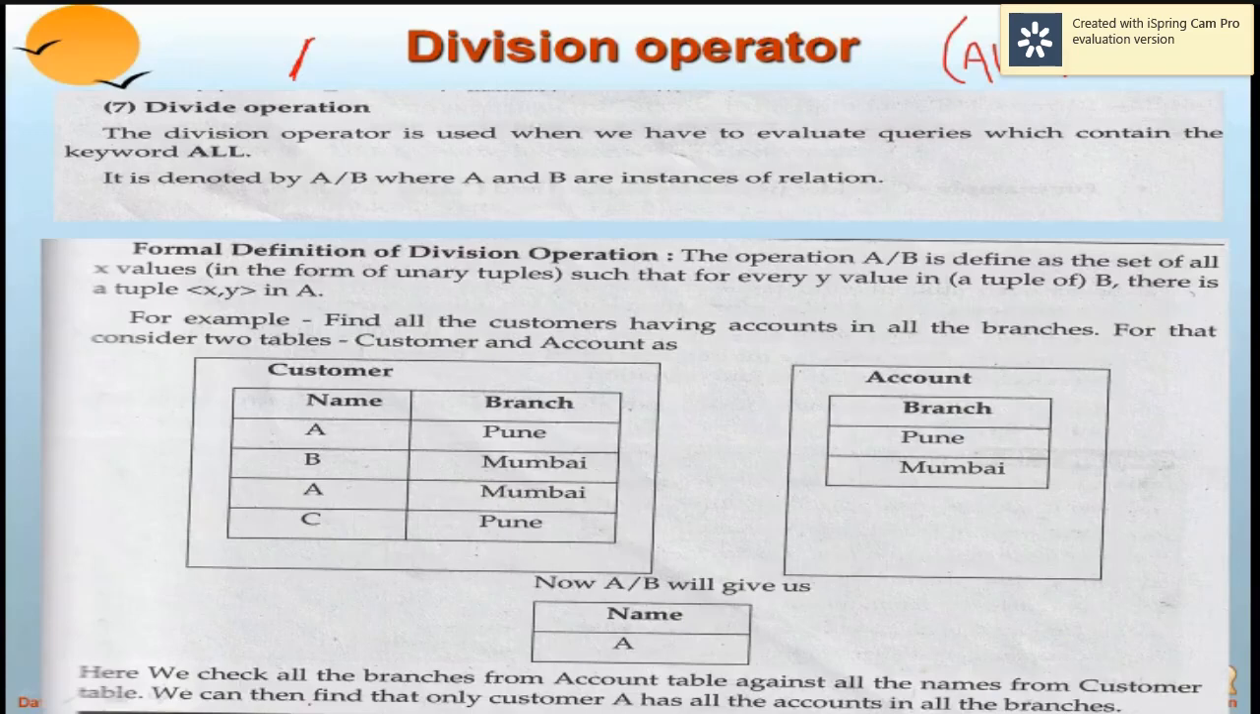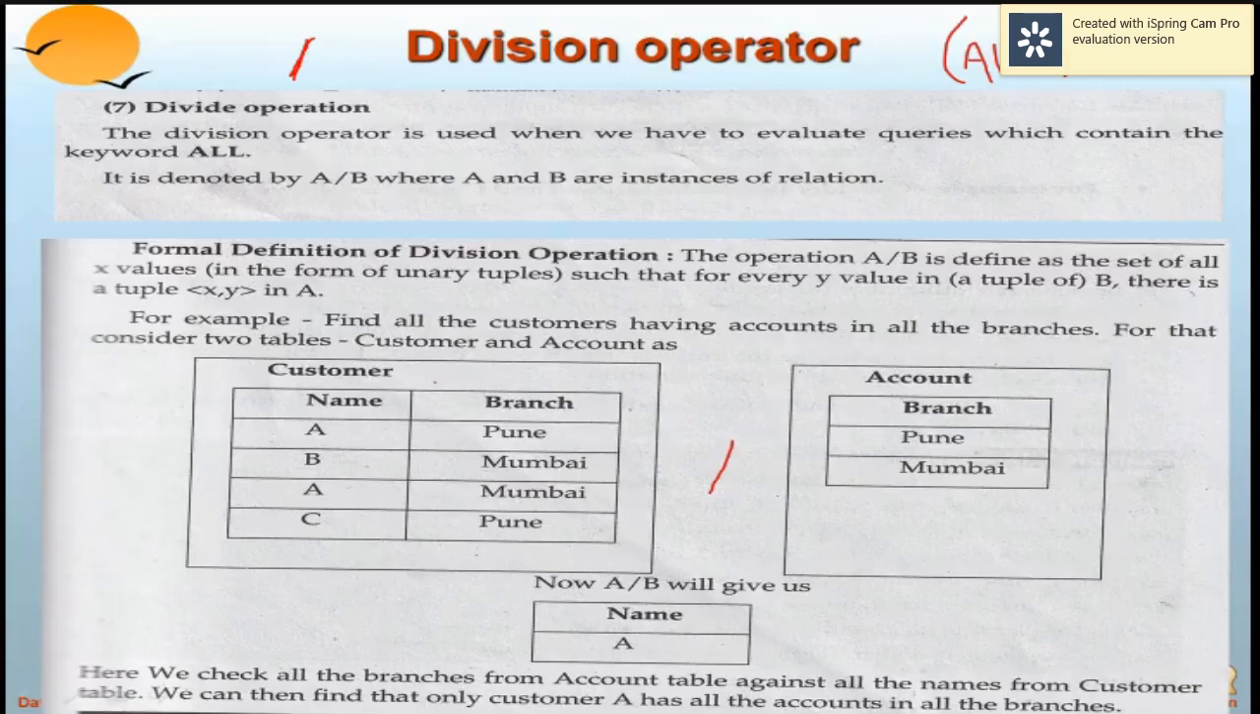So let's get into the details present here. I have two tables called customer and account. I want to find all the customers having an account in all the branches. I want the list of the customers who have their accounts in all the branches, and if I apply slash, look into the first table.